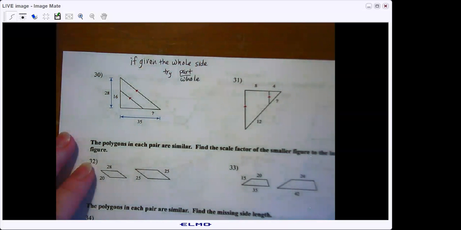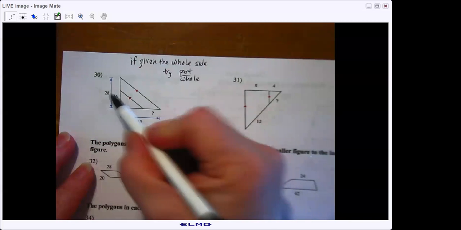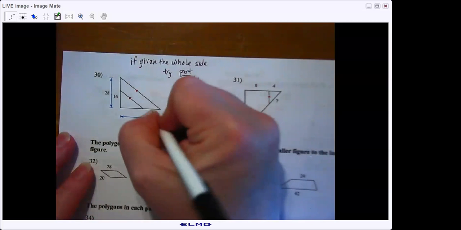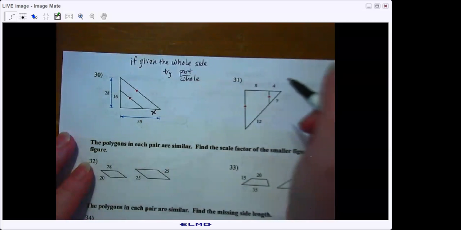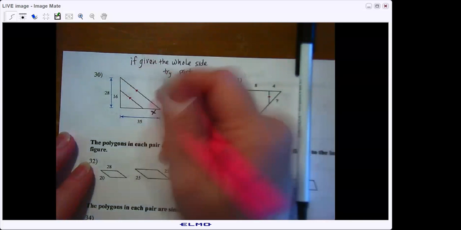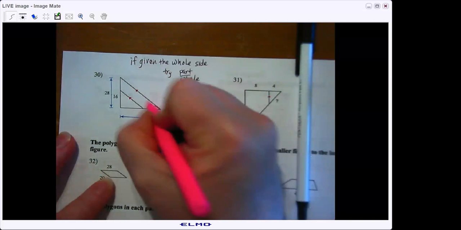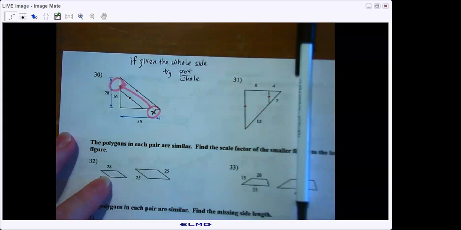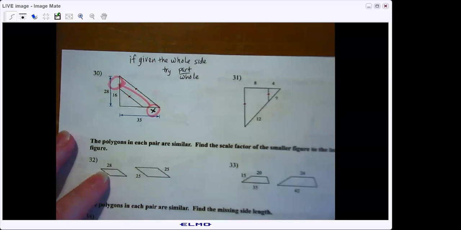But there's a tricky part to this, okay? If I'm going to use the whole, I have 20 and I have 35. But if I'm going to use part, I've got to use this part. But this part coincides with this part, and I don't have that part. It wasn't given to me. Am I able to find that value? What's the value?